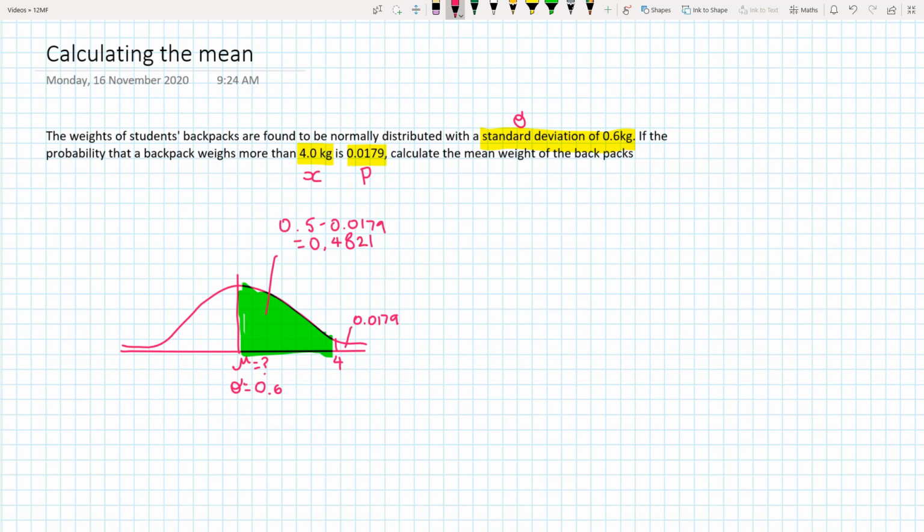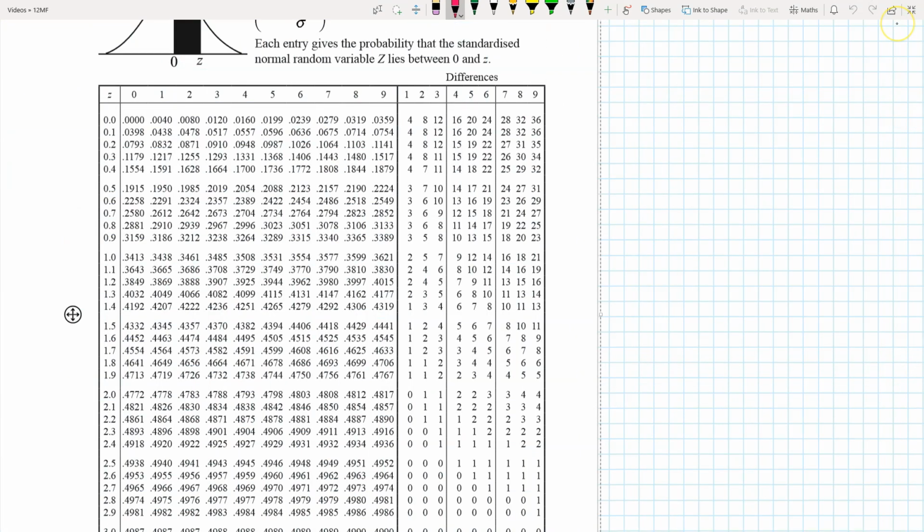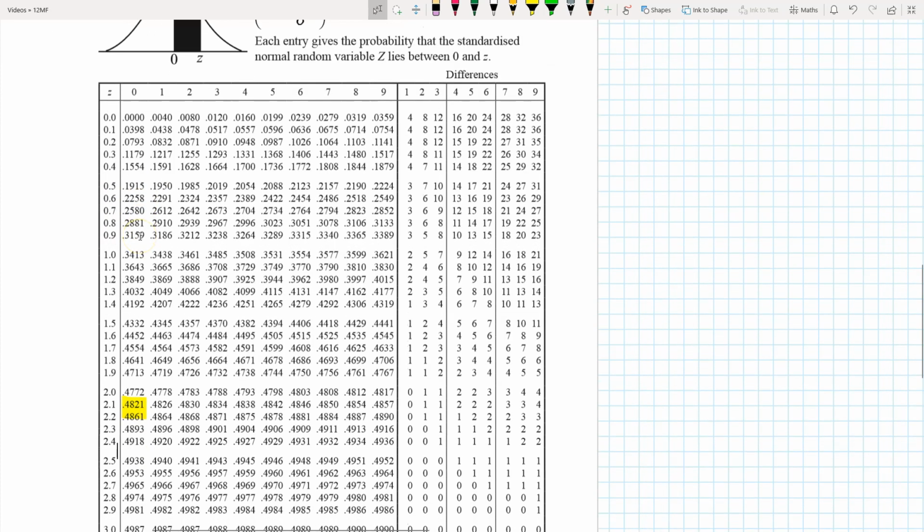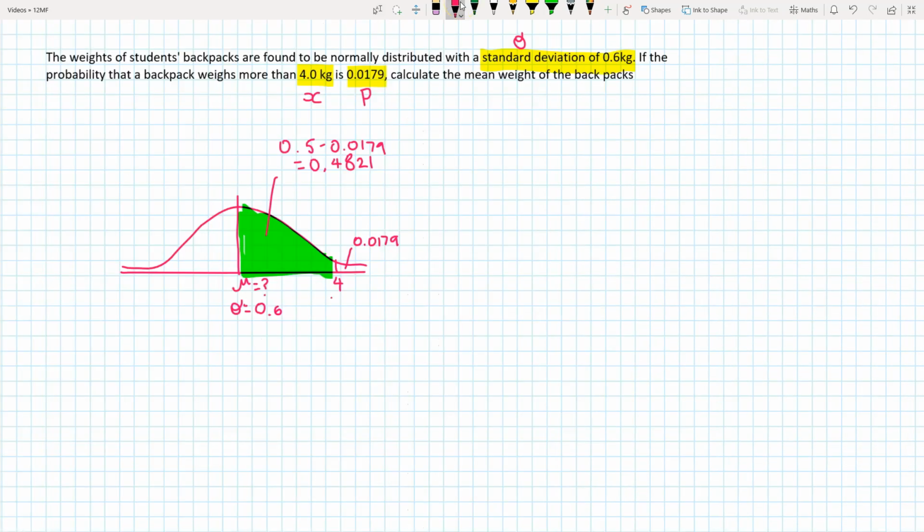Now this is the probability that we then need to look up in our table. Try to get as close to 0.4821 as we can. So let's go to the normal distribution table. So here's our table. Now we're not looking up 0.48 here because we don't know the z-score. We're trying to find the z-score. So 0.4821, there it is, perfectly there. We don't have to use any differences or anything like that. So it's actually just 2.10 is our z value. Cool, so now we know that z is equal to 2.1.